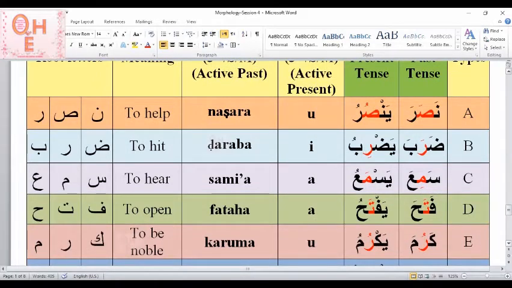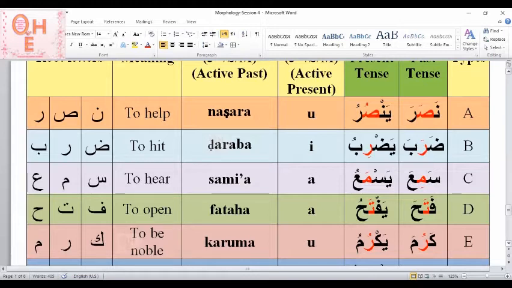If I plug in sin, mim, ayn, I get something like sami'a in the transliteration. In the dictionary, the ayn is shown as an inverted comma on the top. And again, you don't need to worry about it because, inshallah, you will be plugging in Arabic letters.